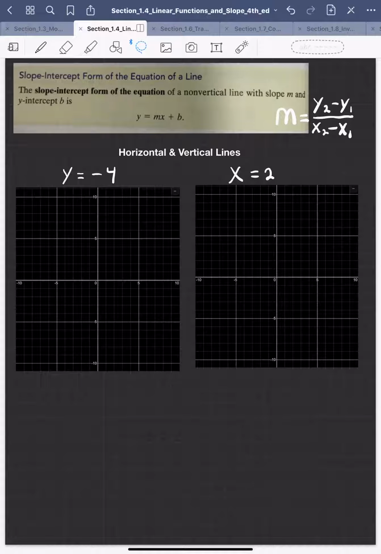We are now in part B. So we're merging sections 1.4 and 1.5 together, and the overarching discussion is regarding slope.